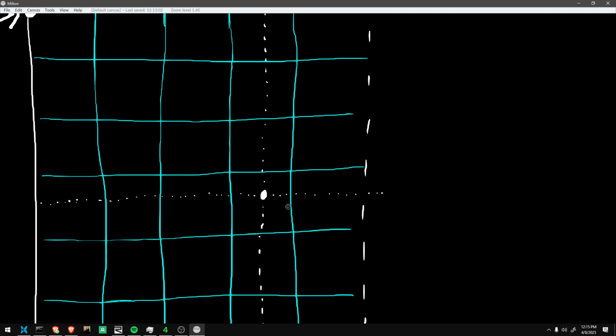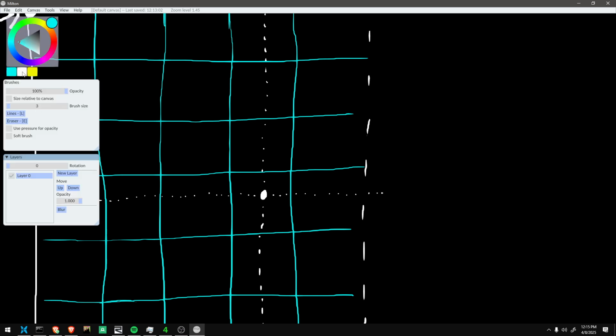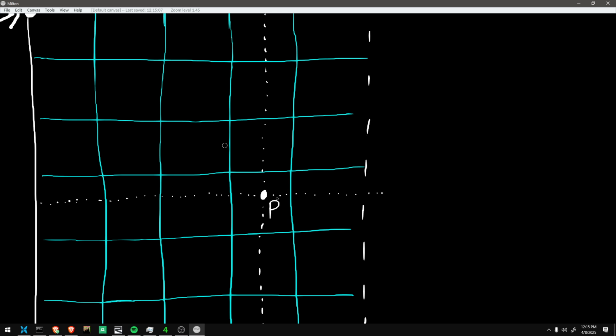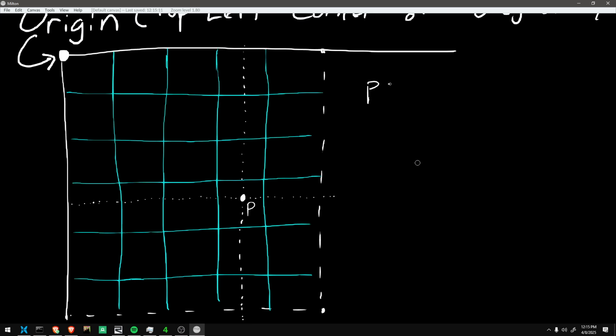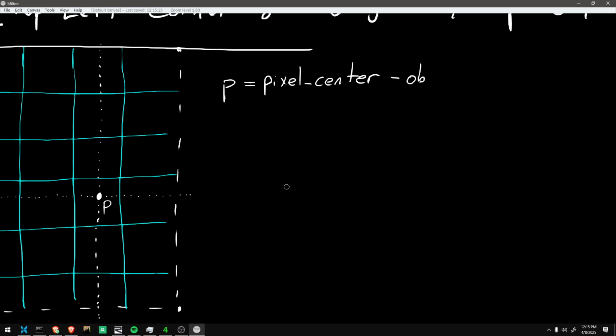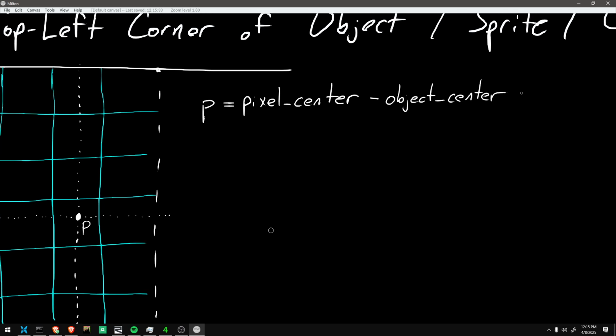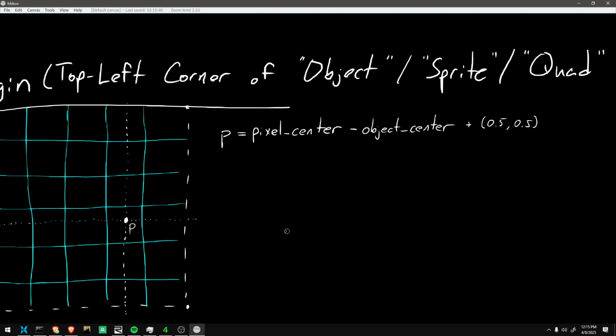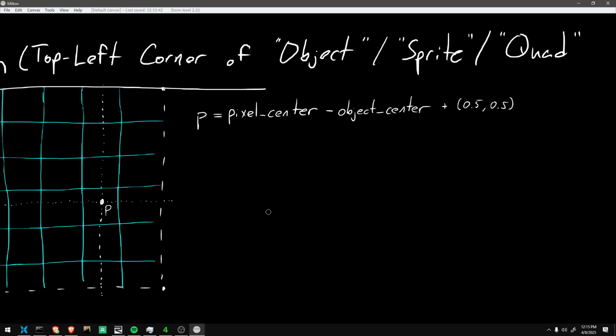So first thing that's going to happen is that, let's name this P. So P equals the pixel center that we started with. And we're going to make a couple of changes to it. We're going to subtract the object center, and we're going to add in 0.5, 0.5.